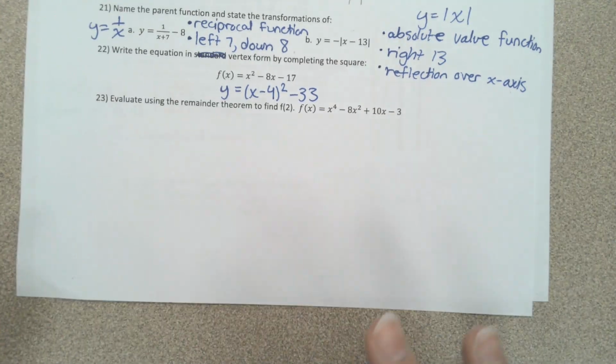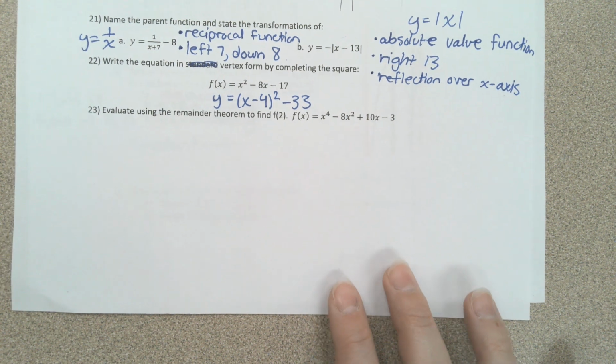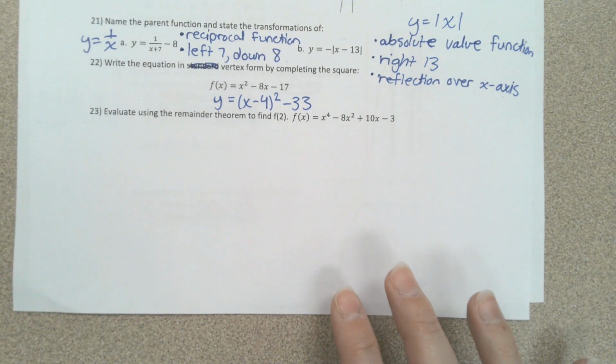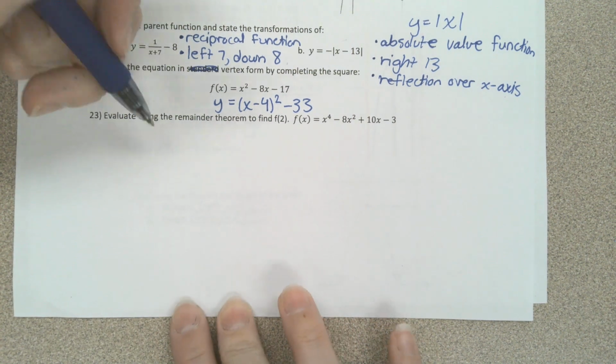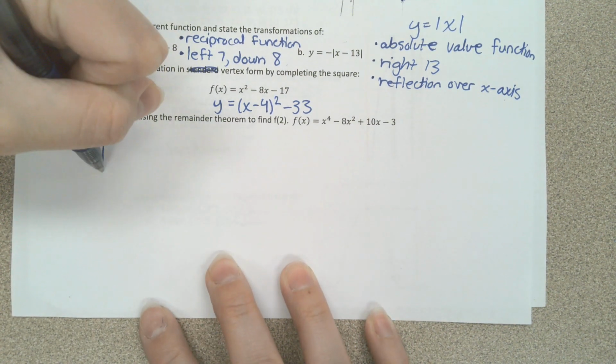One more problem, and I don't mind these so much. Evaluate using the remainder theorem to find f of 2. So if I want to cheat, I could just plug the 2 in, get my answer, and move on with my life. I will do it the proper way this time. So what you're supposed to do is use synthetic division.